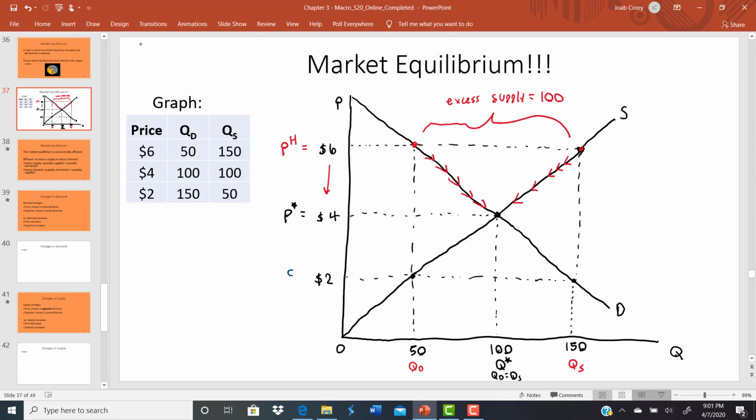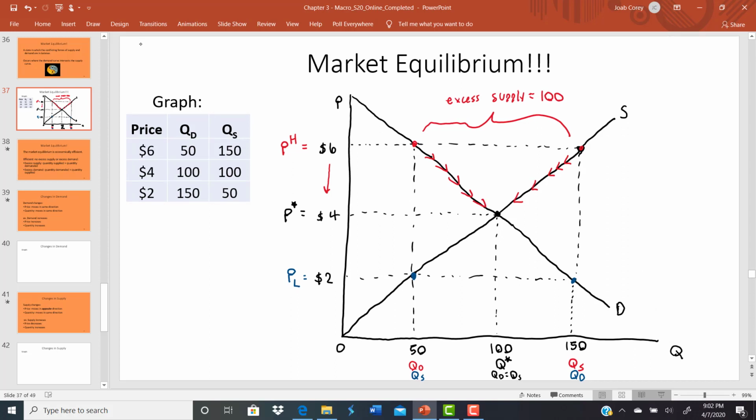So we've got P subscript L, which is just my representation for a price that is lower than the equilibrium price. Let's say a price of $2. Well, if that's the case, then where that price hits the supply curve, this represents our quantity supplied. And where that same price hits the demand curve, this represents our quantity demanded.